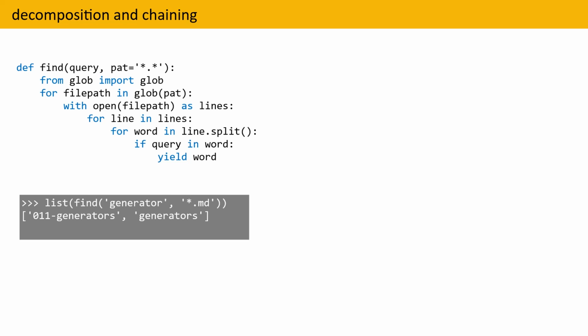The biggest drawback of this implementation are the deeply nested loops. If we want to add additional functionality, such as returning the file names and the line numbers where matching words were found, the code would become unpleasantly complex. Let us decompose this code into manageable pieces.